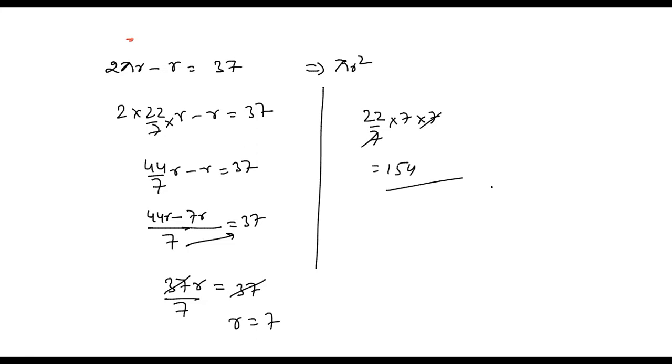Got it? Yes, sir. So this is simple: the circumference minus r gives you 37, and then solve this, and you can get the value. Asila, and if anyone wants to take the screenshot, they can take it. We will go into the next question.